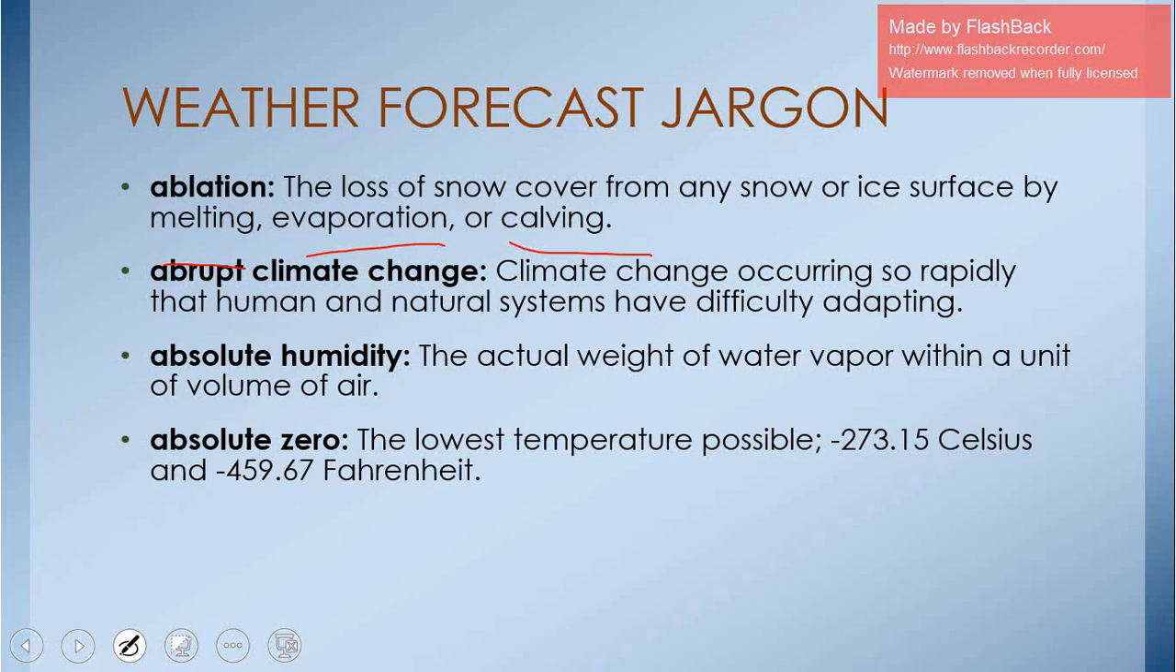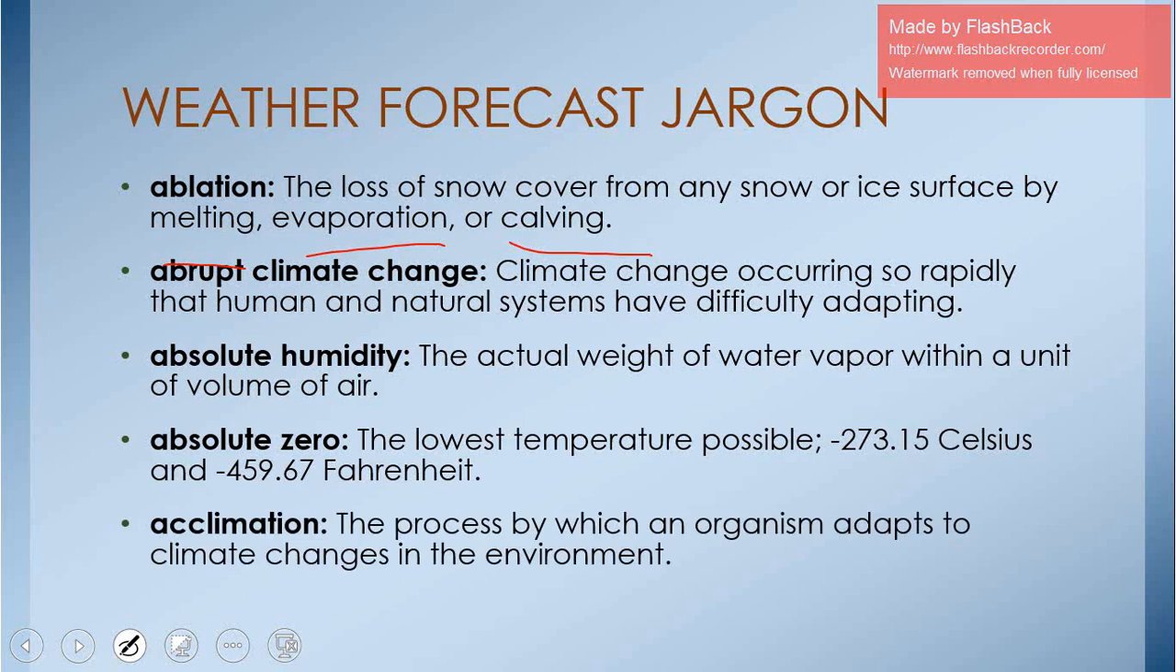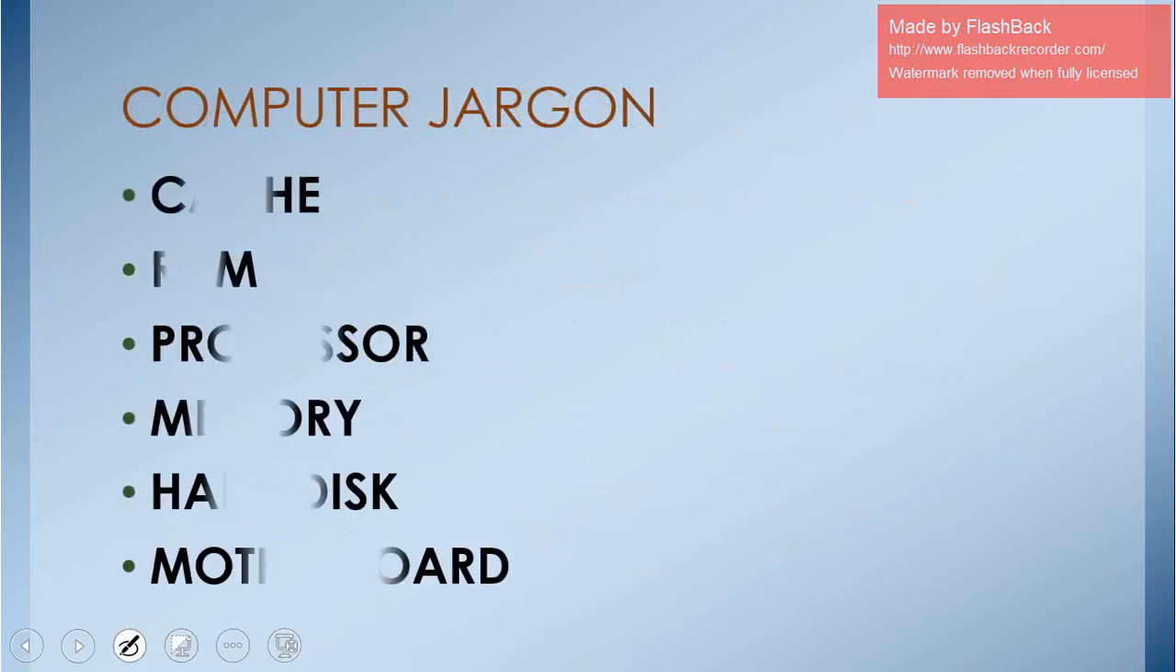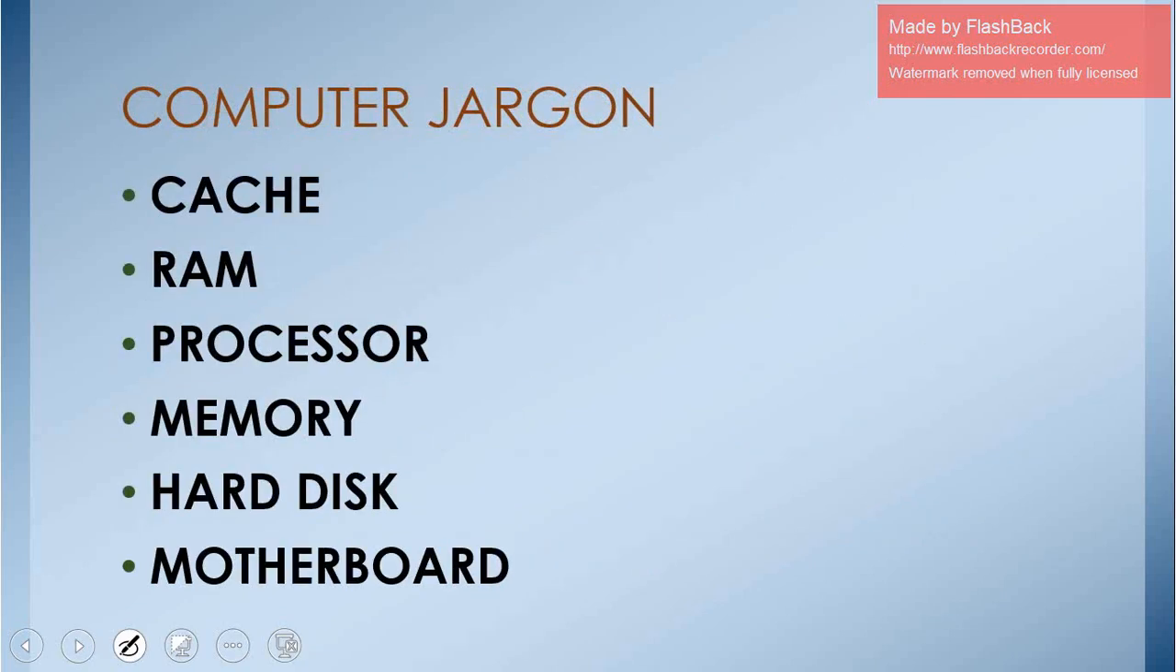The lowest temperature possible, minus 273.15 Celsius and minus 459.67 Fahrenheit. Acclimation: the process by which an organism adapts to climate change in the environment. You will not understand because only the in-group can understand it. Computer jargons: we have cache memory, RAM, processor, memory, hard disk, motherboard. We don't use these words in our common language, but in computing we use them, and teachers define them for our understanding. So these were a few concepts that were quite ambiguous for the students, and I tried my best to separate them and distinguish them for you.